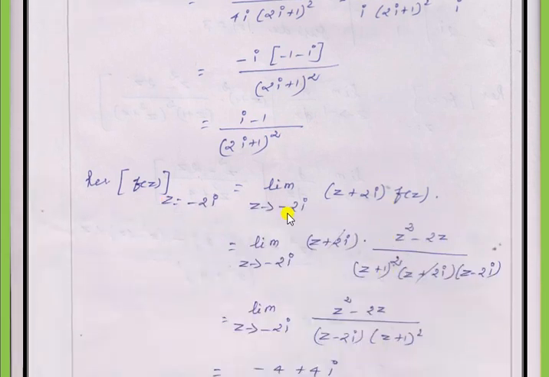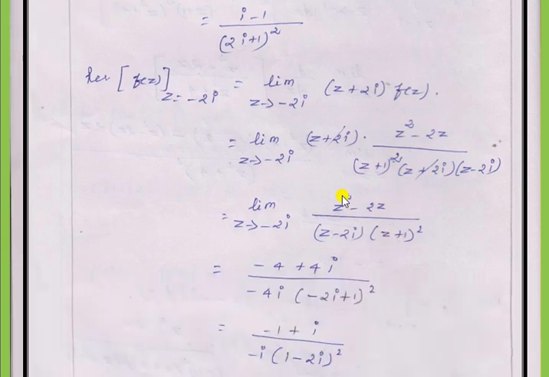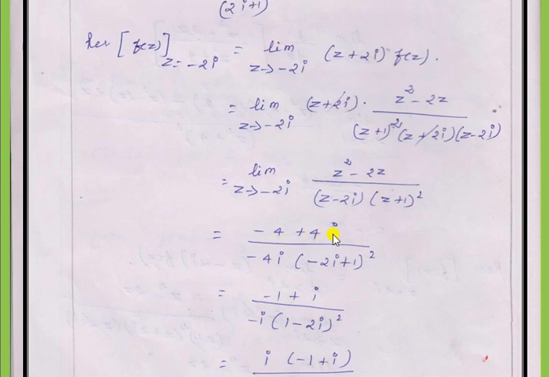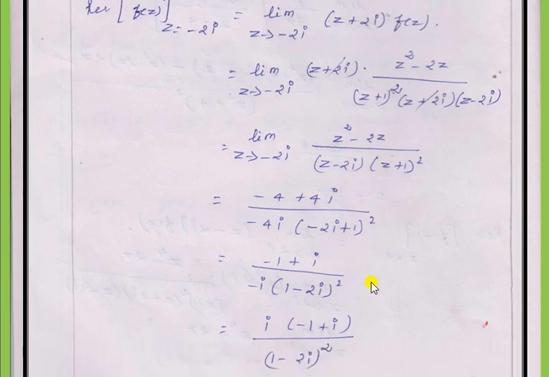Let us move on to z equal to minus 2i. So here also we need to use the simple pole formula. Limit z tends to minus 2i, z minus of minus 2i, that becomes z plus 2i, into f of z. F of z is here, but in the place of z square plus 4, I am expanding z plus 2i into z minus 2i. Okay. So now these two terms are getting cancelled, z plus 2i, z plus 2i. The remaining terms are here. Now I am replacing z tends to minus 2i. The answer is minus 4 plus 4i by minus 4i into minus 2i plus 1 the whole square.